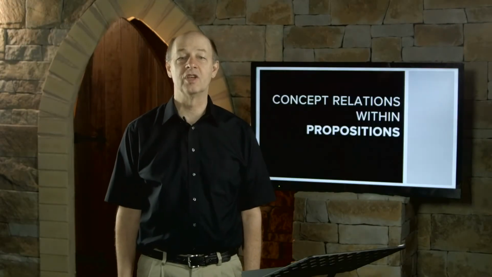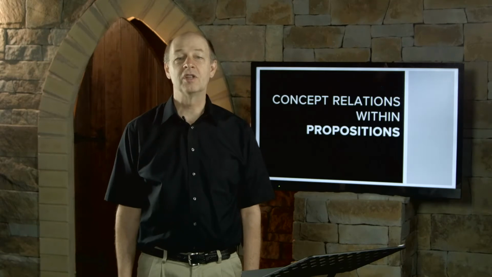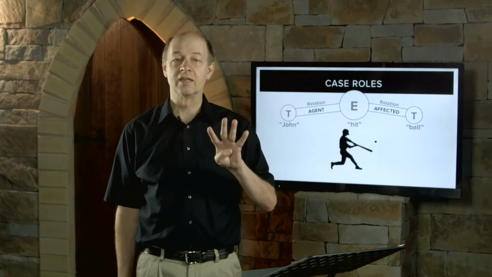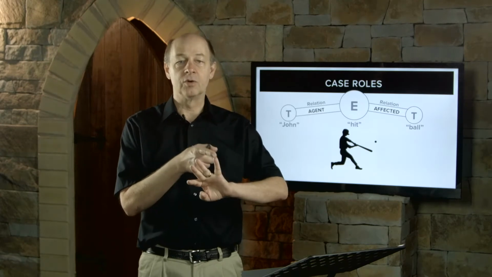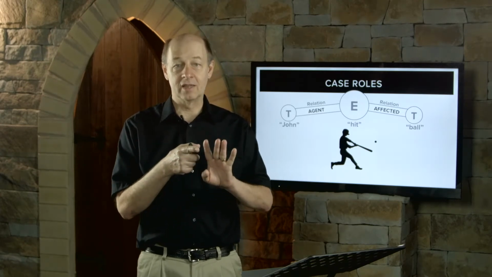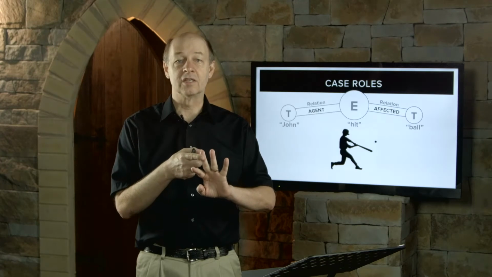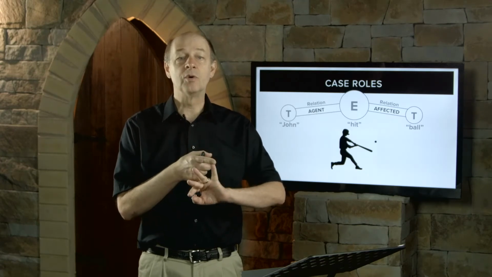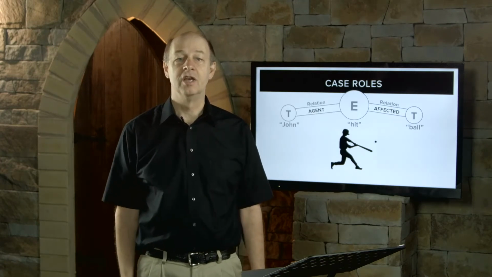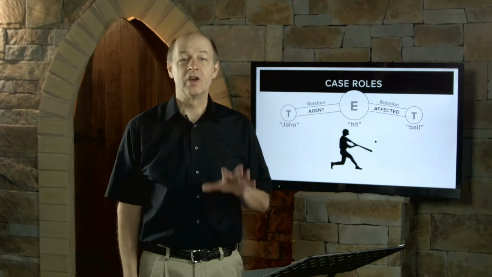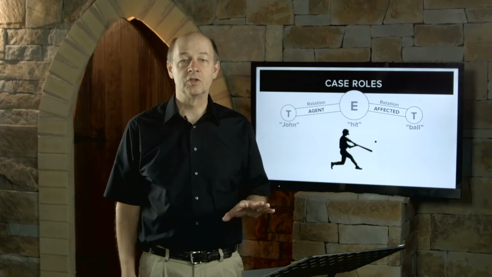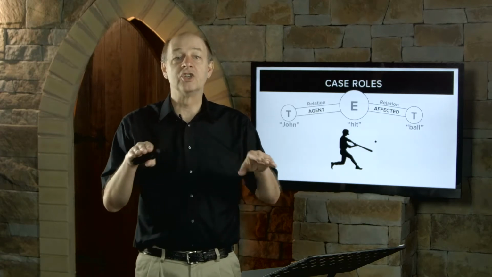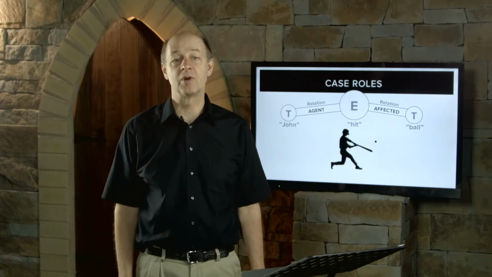In this tutorial, we will talk about concept relations within propositions. We noted that there are four kinds of semantic concepts: things, events, attributes, and relations. We've talked about semantic things, semantic events, and semantic attributes. Now we're going to talk about relations. In every proposition, there are semantic concepts such as things, events, and attributes, but there are also meaningful relationships between the concepts within the propositions.